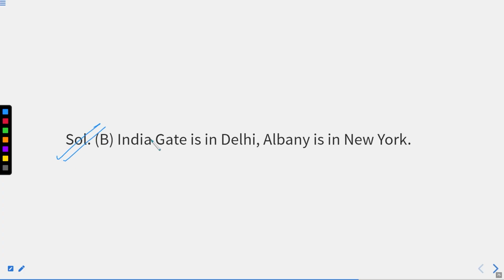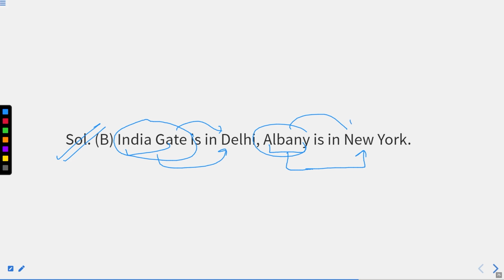Again, you can see here, we know that India Gate is in Delhi. Albany is in New York. This is a basic simple relation: India Gate is present in Delhi. Similarly, this is present in New York. I hope this question is also clear.